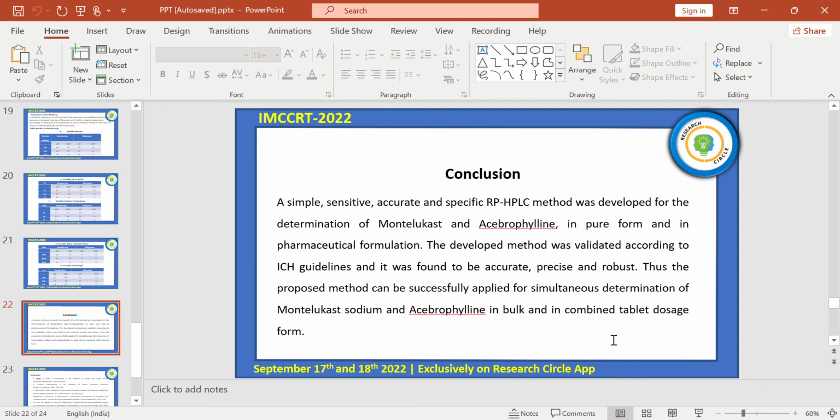So the conclusion of the present research work is a simple, sensitive, accurate and specific RP-HPLC method, that is reverse phase high performance liquid chromatography method, was developed for the determination of Montelukast and acebrophylline in pure form and in pharmaceutical formulations. The developed method was validated according to ICH guidelines and it was found to be accurate, precise and robust. Thus, the proposed method can be successfully applied for simultaneous determination of Montelukast sodium and acebrophylline in bulk as well as in combined tablet dosage form.